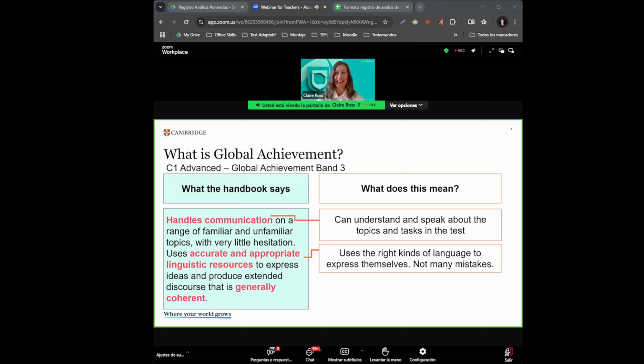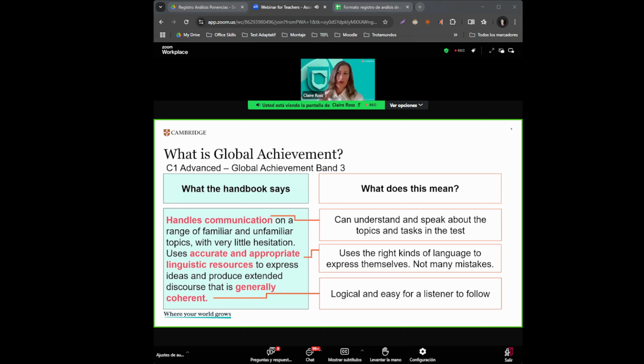And finally, under global achievement, it's about extended discourse that's generally coherent. What does that mean, generally coherent? Well, again, overall, is the candidate logical? Is it easy for a listener to follow?